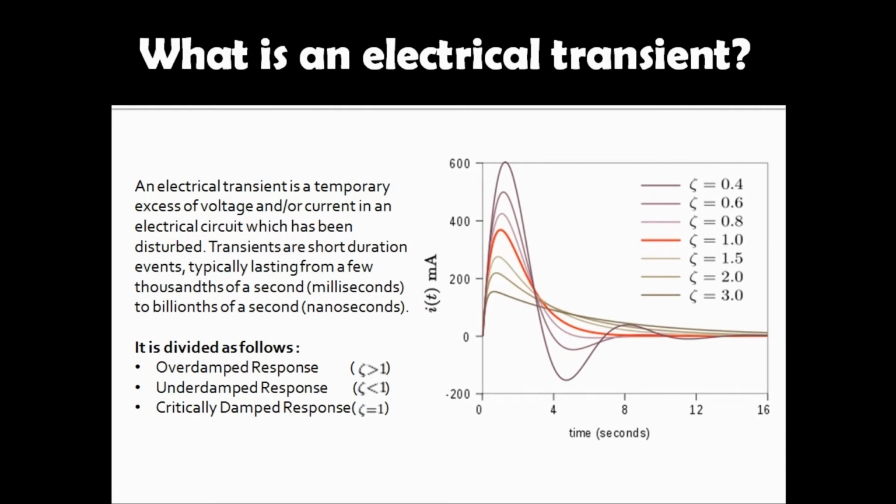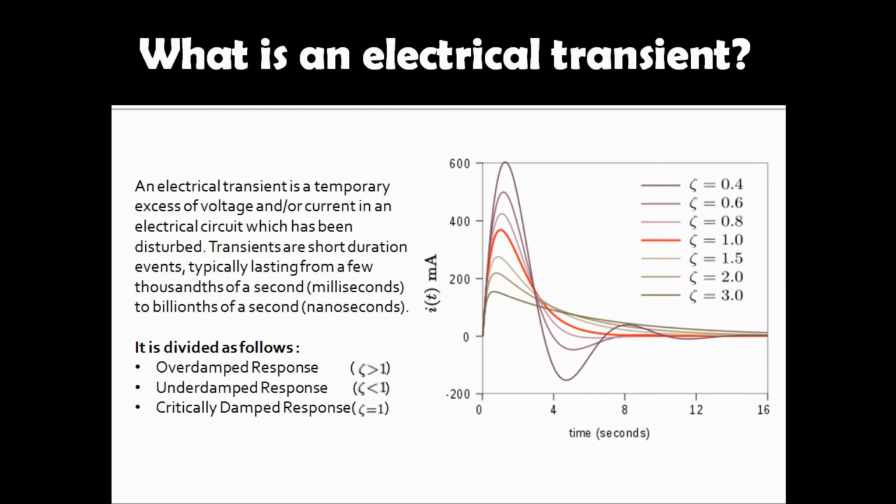What is an electrical transient? An electrical transient is a temporary excess of voltage or current in an electrical circuit which has been disturbed. It is a response of a system to a change from equilibrium. The transient response is not necessarily tied to on or off events, but to any event that affects the equilibrium of the system. These are short duration events lasting a few seconds.